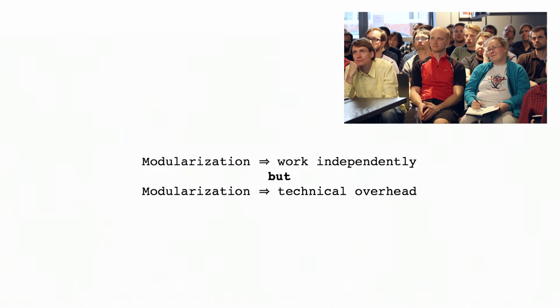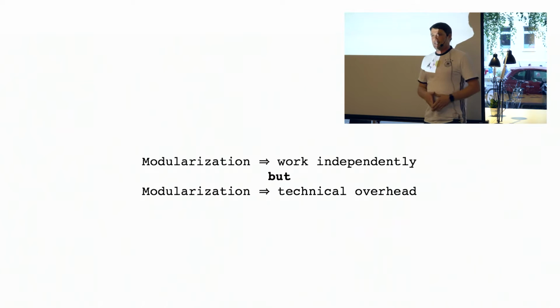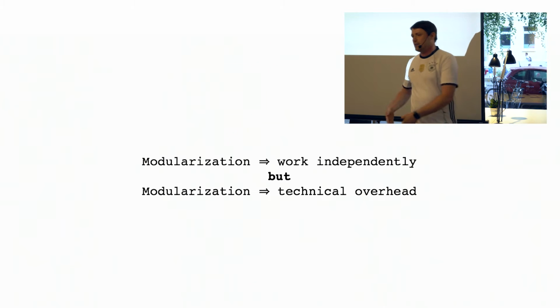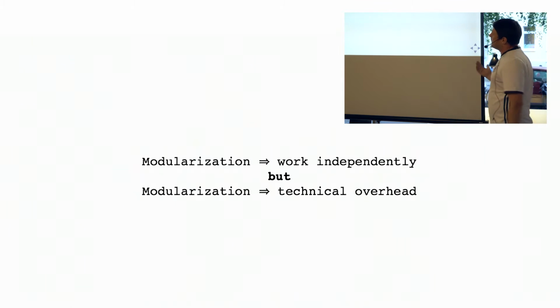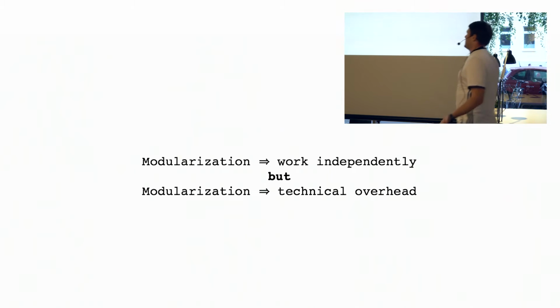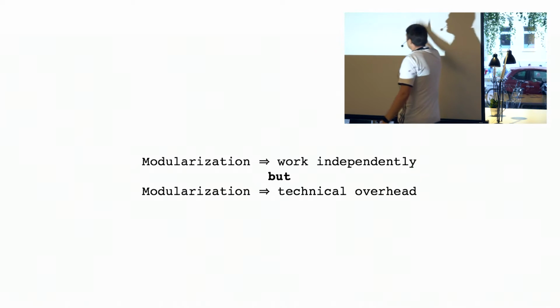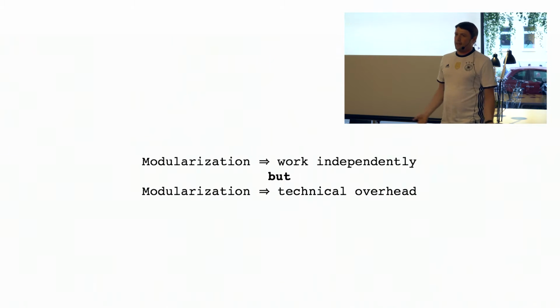So what we need to become independent is some kind of modularization. We have to find a technical fix for the organizational problem. And this technical fix is basically to introduce some kind of modularization to your technical system. This modularization will help you to work independently.